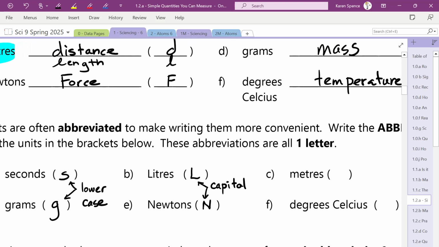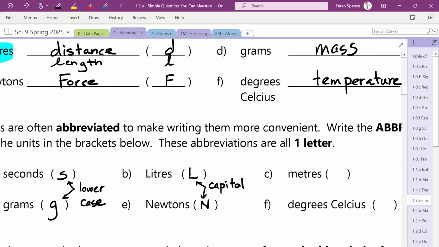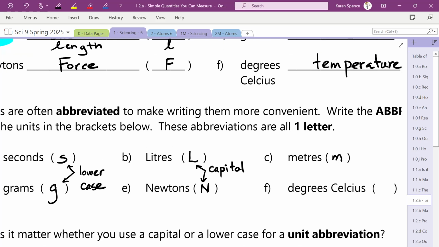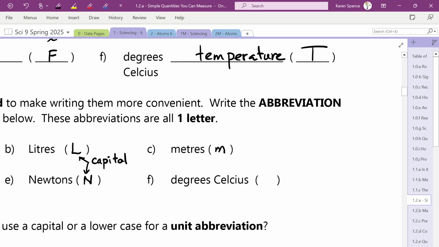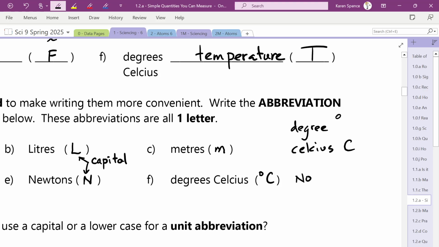Okay. And then meters, we should all know meters. Meters is big or little m? Little m. And degrees Celsius. We have to have both the degree and the Celsius. What is the symbol for degree? It's that little circle, yeah? And Celsius is a capital C. So when you say degrees Celsius, you put degrees Celsius. Be careful, it is not Celsius degrees.